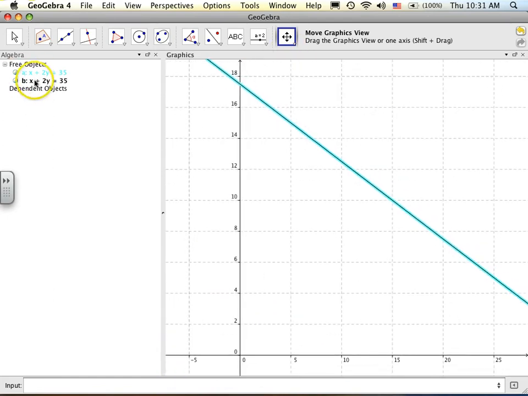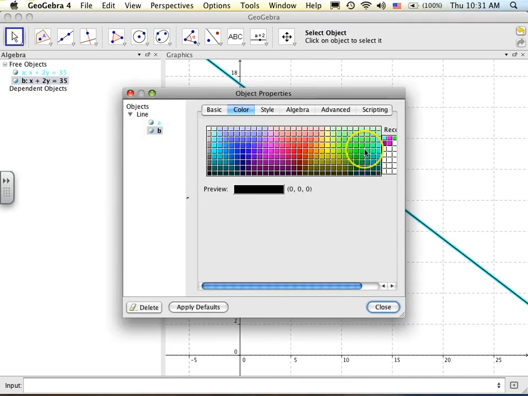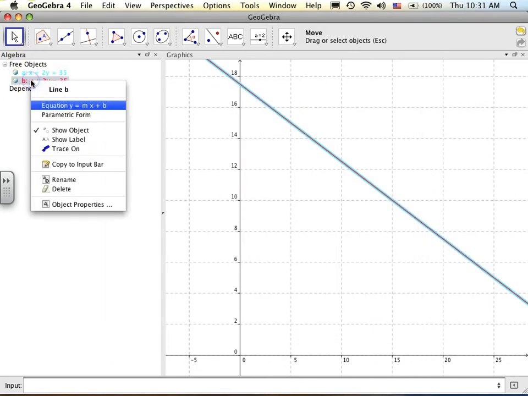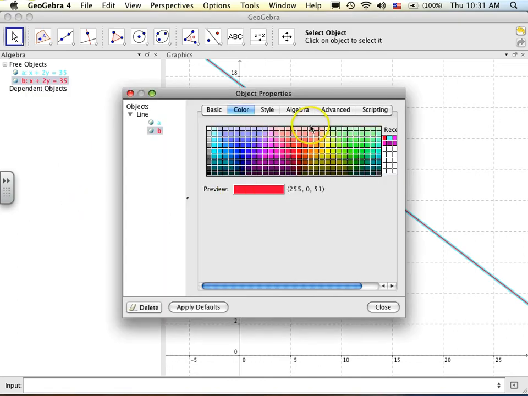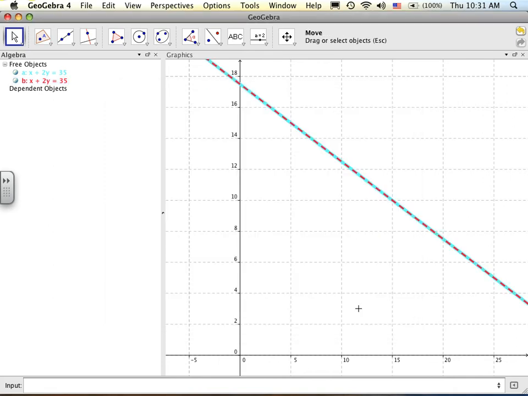Okay, so let's change this color. What color should I change it to? Yellow? No, it's going to be hard to see. Make it red. Okay, watch this. I know it's red. Let's make it thicker so you can see. Here's a thicker line. Or should I make it dotted? Dotted. Okay. Oh, there it is. Now you see it. So clearly you see one line on top of the other line.